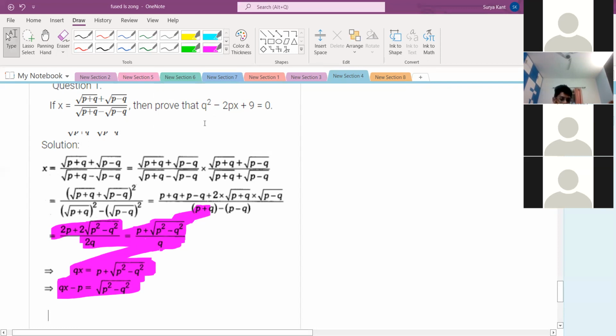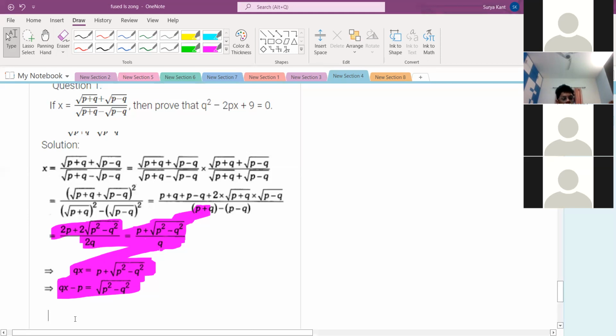Now how to prove this one? Now squaring both sides you can do and you get the answer. How to square both sides? Squaring both sides, what do you get? Nihar, you got this much? Till here you got? Yes, sir. And after this, can you prove now?